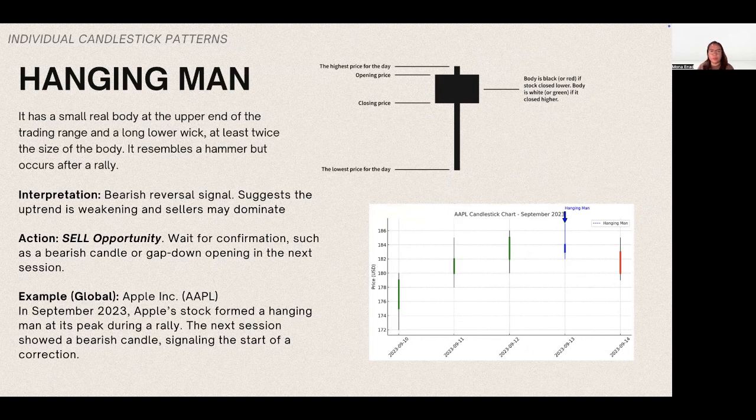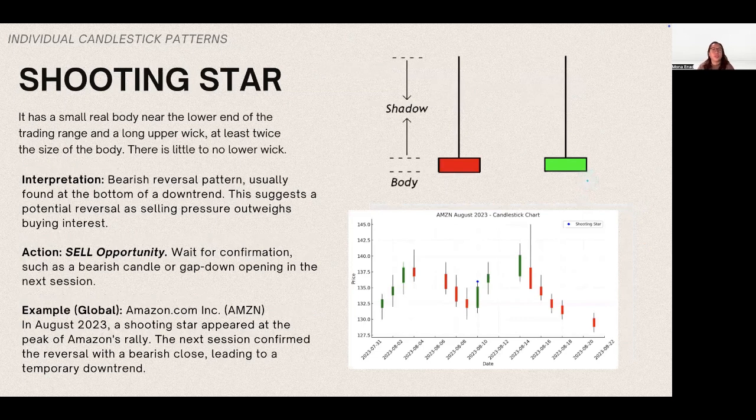So here's an example of a candlestick chart for Apple. In September 2023, the hanging man pattern is highlighted at the peak of the rally. So this pattern, followed by a bearish candle in the next session, signaled the start of a correction. Now, next is the shooting star.